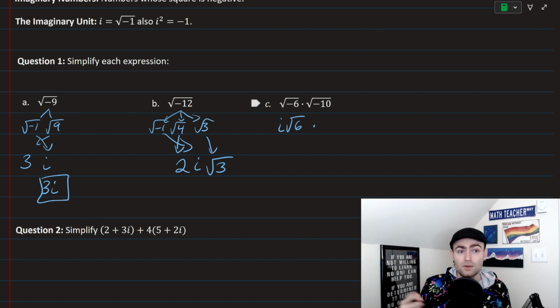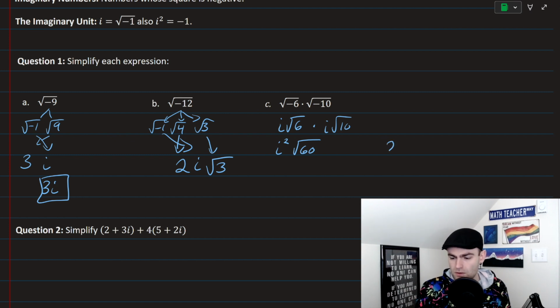10 is 2 and 5. Neither of those are squares. So we have i square root of 10. Now I can multiply the i's together, so I have i squared. And I can multiply the square roots together, giving me the square root of 60. Now 60 is 2 times 3 from the 6, and then 2 times 5 from the 10. So I actually have 4 times 3 times 5, or 4 times 15.